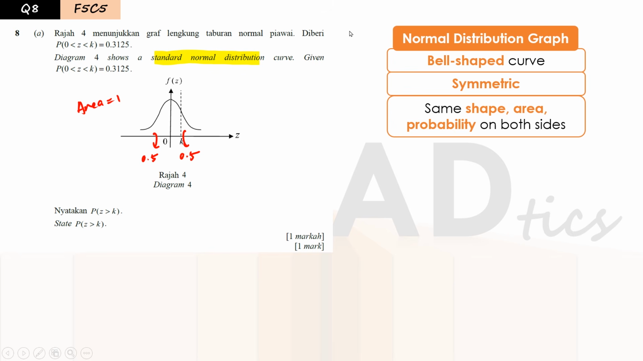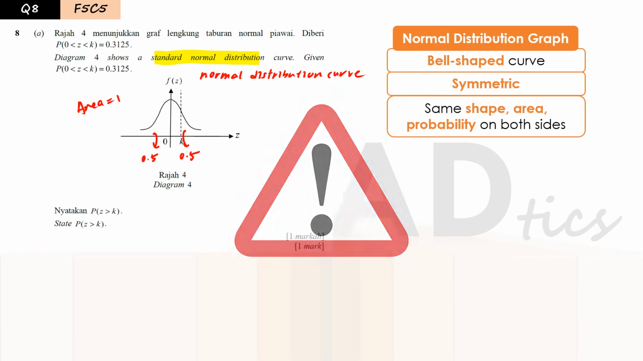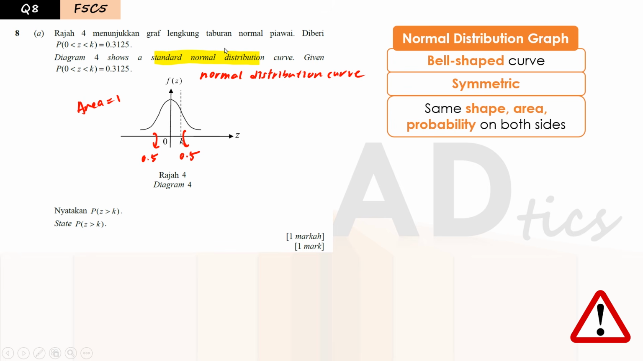Before we continue the question, I just want to let you know that for normal distributions, there are two kinds of curves. One is called the standard normal distribution curve, and the other is called the normal distribution curve, without the word standard. Is there a difference? Yes, there is. The standard normal distribution curve, as you see in this graph, uses Z. For the normal distribution curve, it uses X.